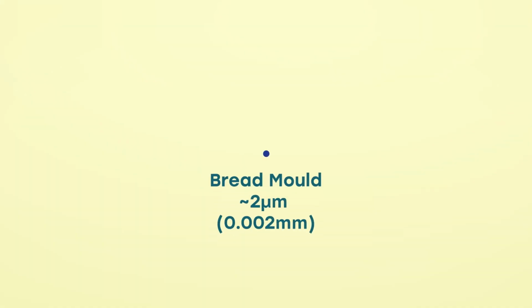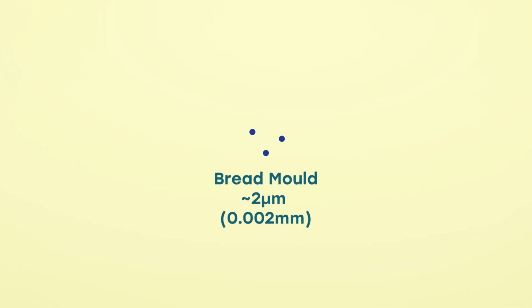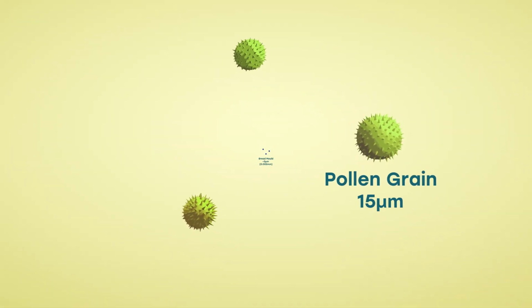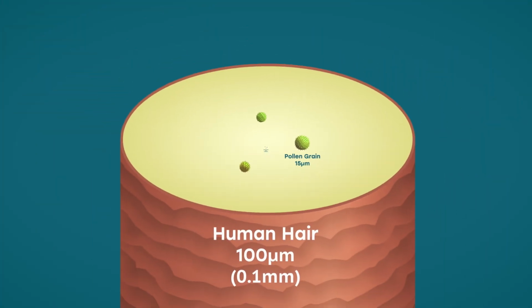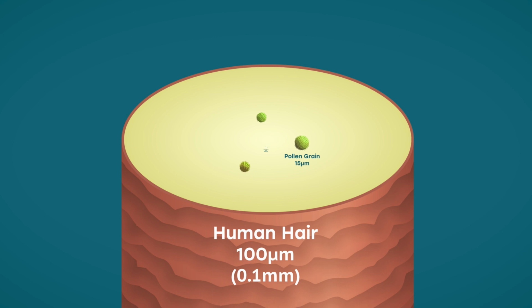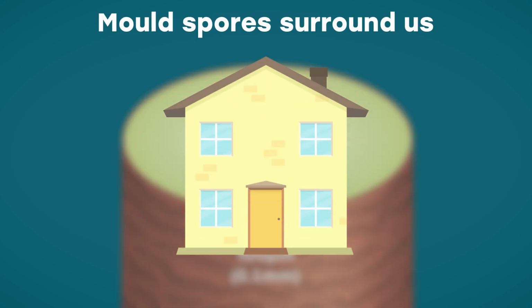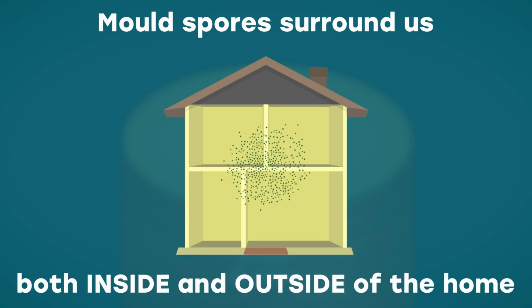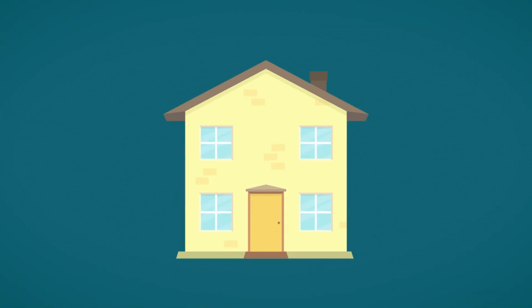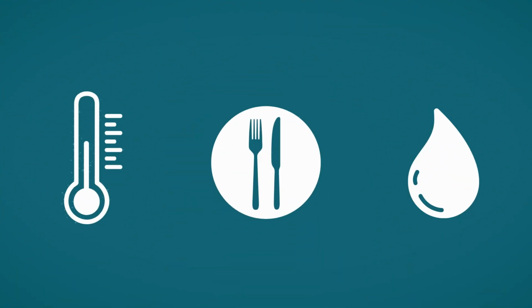Mould spores are small, really small. They can be as little as 1 or 2 microns. Clearing your home completely of such an organism is not a realistic solution. As we mentioned earlier, mould spores surround us both inside and outside of the home. But for them to germinate and grow, the conditions need to be correct.